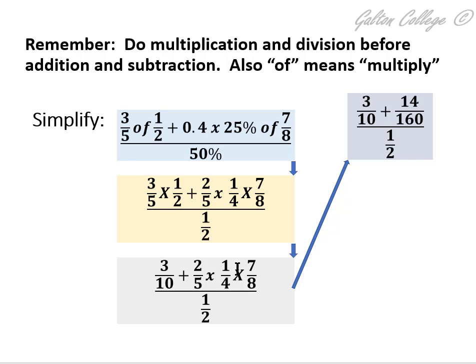Now this lot here, 2 over 5 times 1 over 4 times 7 over 8. We've got to multiply that out. So 4 times 8 is 32. 5 times 32 is 160. 2 times 1 is 2. 2 times 7 is 14. So we've got 14 over 160. This lot here is 14 over 160, all divided by a half.